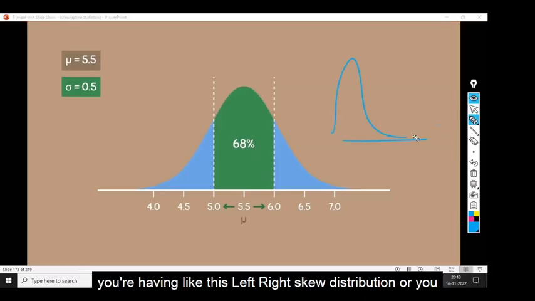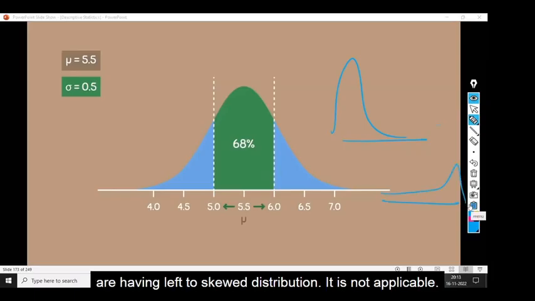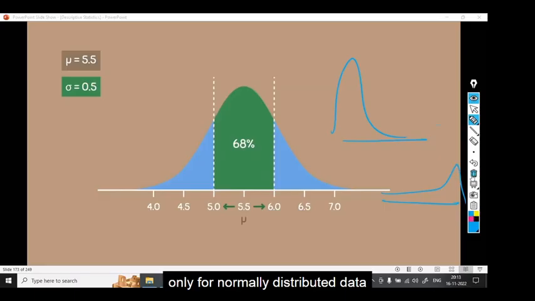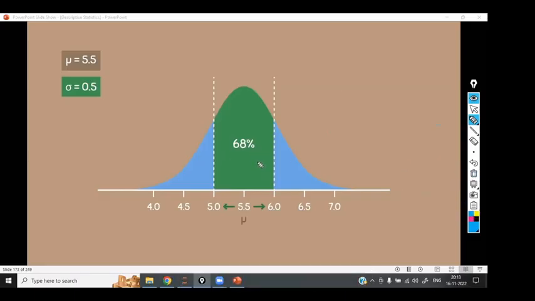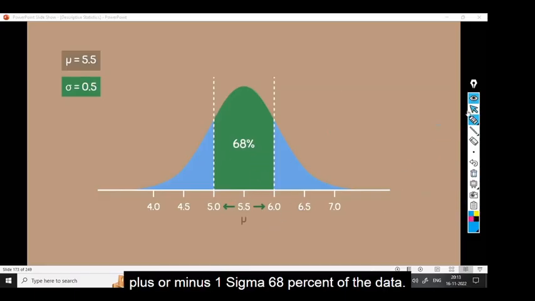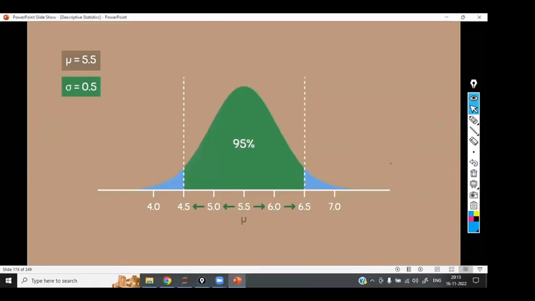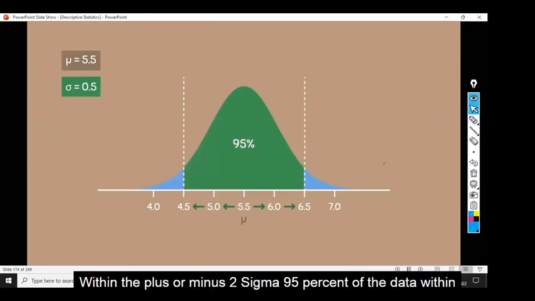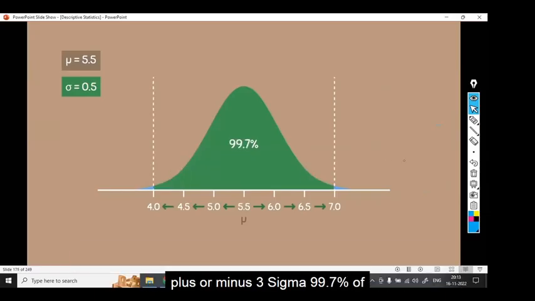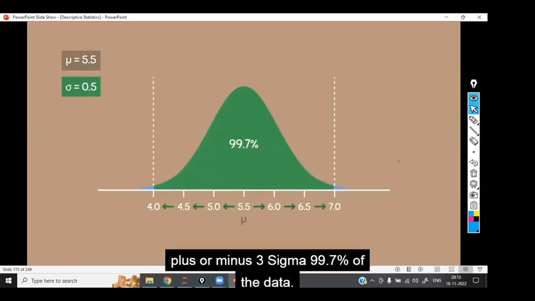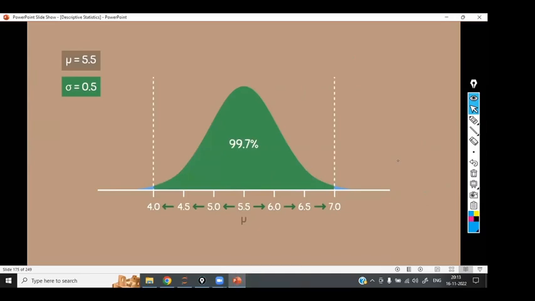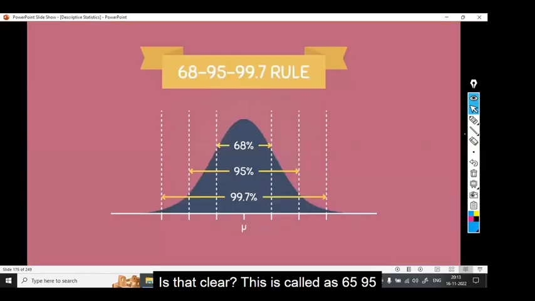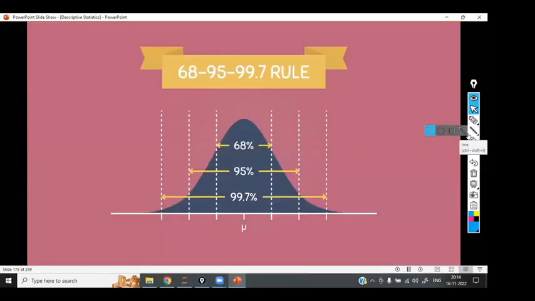For example, if you have a right skew distribution or a left skew distribution, it is not applicable. Only for normally distributed data, within plus or minus 1 sigma is 68% of the data, within plus or minus 2 sigma is 95% of the data, and within plus or minus 3 sigma is 99.7% of the data. Is that clear? This is called the 68, 95, 99.7 rule.